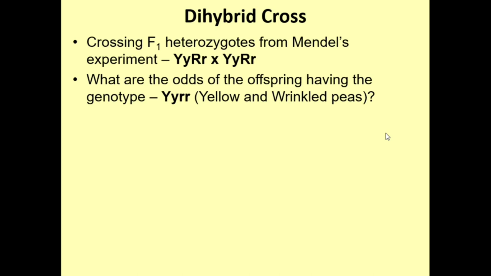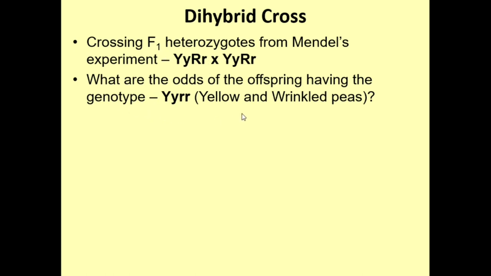Here we have a little test cross that we're going to do. We're going to take Mendel's F1 generation from his dihybrid cross, pea color and pea shape. Here we can see those. So we're crossing F1 heterozygotes. We know that they're heterozygous for pea color, so they're big Y, little y, and they are heterozygous for pea shape, so big R for round, little r for wrinkled. So we're going to cross these two.